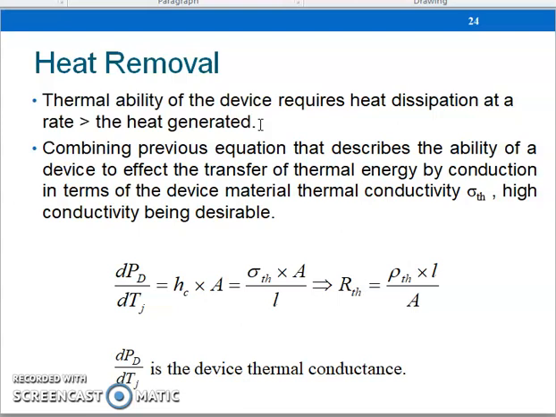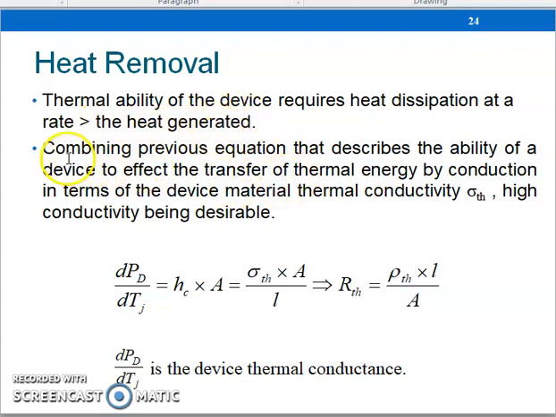So we have to have some sort of outlet that is much bigger than the water pouring into the pool itself, to keep the pool from overflowing. So that's the concern now. We have to have a thermal ability of the device to dissipate heat at a much larger rate compared to what is being generated in the junction.